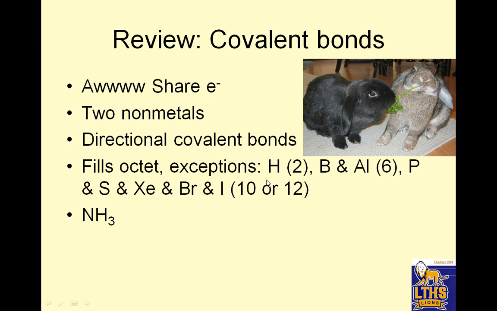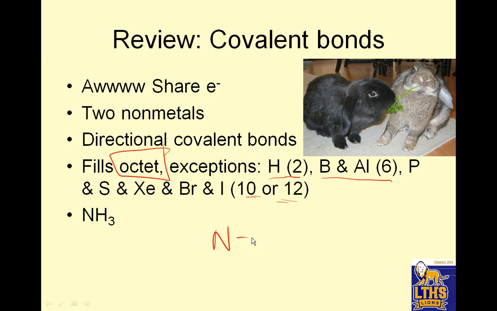All right, here's what you got to know. When atoms bond and share electrons, hydrogen's goal is to get 2. Boron and aluminum are done with 6. Phosphorus, sulfur, xenon, bromine, and iodine can get 10 to 12 around them when they're sharing, okay? Otherwise, we're doing an octet.